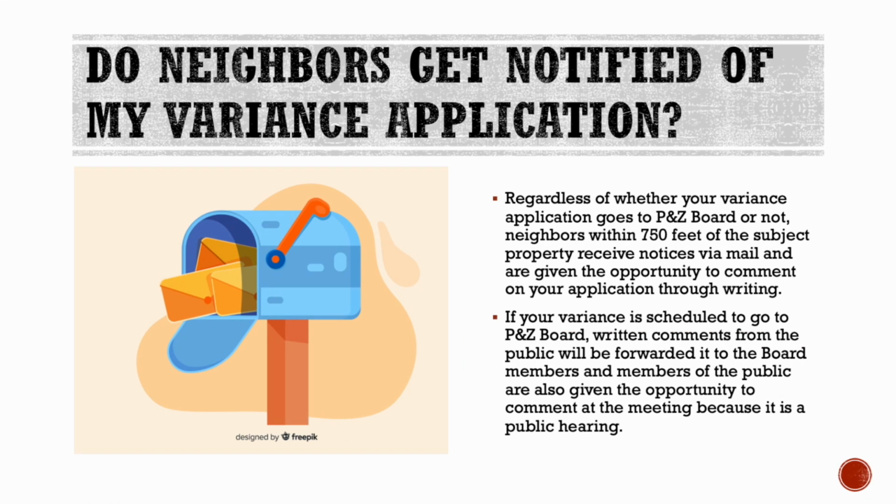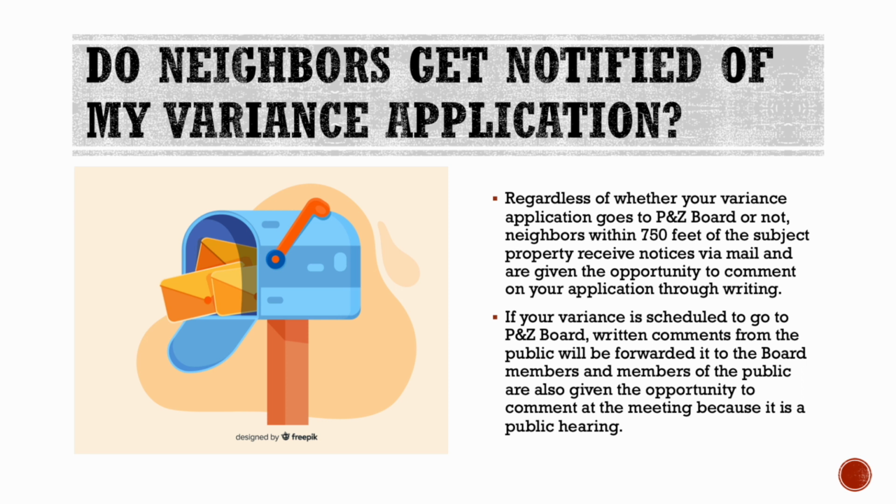Whether your variance application is going before a public hearing or not, it is a code requirement to notify neighbors within 750 feet of your property. They will receive notice via mail and are given the opportunity to comment on your application through writing, say email or a letter. It has to be a written comment though if they want their comments to be considered.